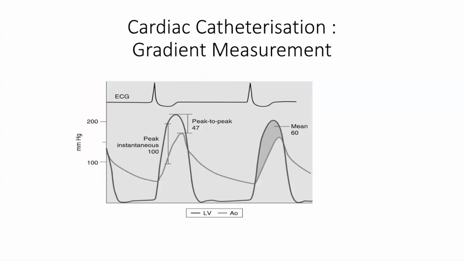Another way of measuring the severity of aortic valve disease is using a cardiac catheter. Previously, the way to measure was passing a wire through the aortic valve, measuring the peak pressure in the left ventricle, inside the ventricular cavity. So the pressure in the aorta and the pressure in the ventricle would give you a pressure gradient, which could be used to quantify the aortic stenosis.